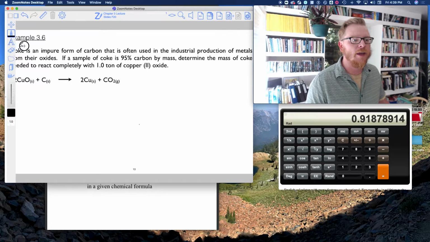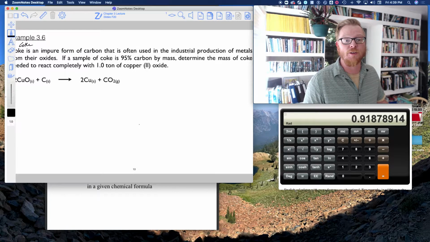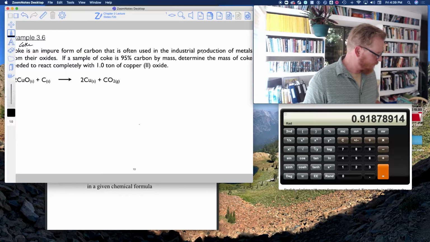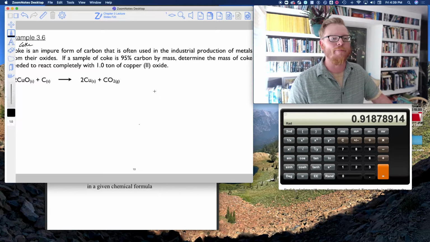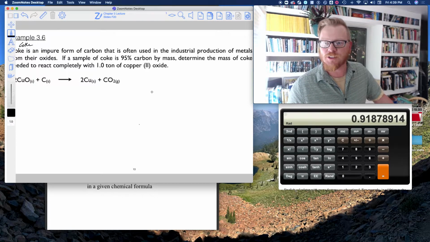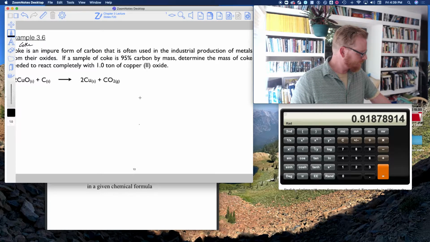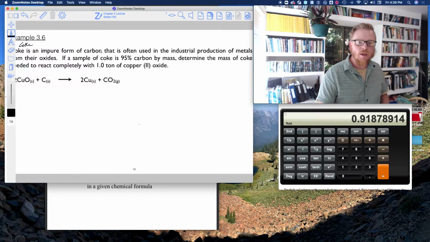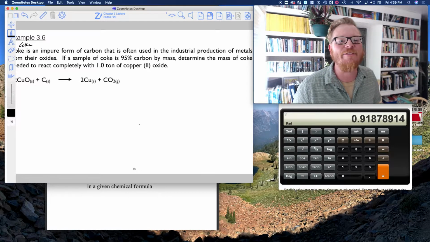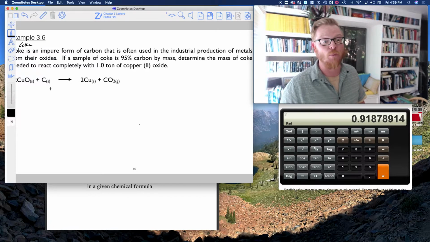I know you can't read it, but it says coke is an impure form of carbon that is often used in the industrial production of metals from their oxides. I'm not talking about coke like cocaine. Get it out of your minds, you college students. Coke is a real thing. Coke is an impure form of carbon. So if a sample of coke is 95% carbon by mass, determine the mass of coke needed to completely react with 1.0 ton of copper oxide.